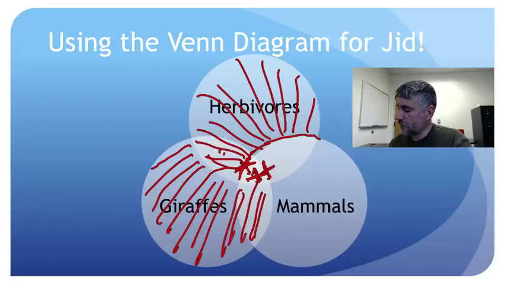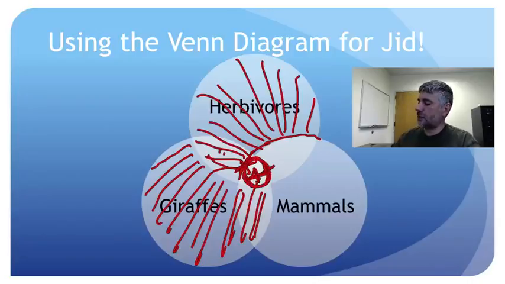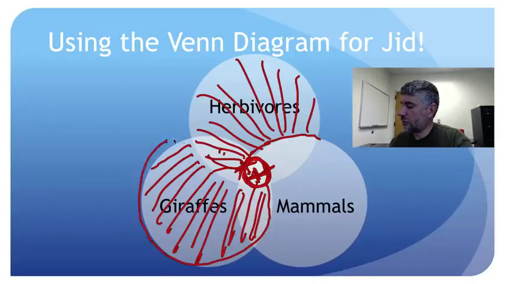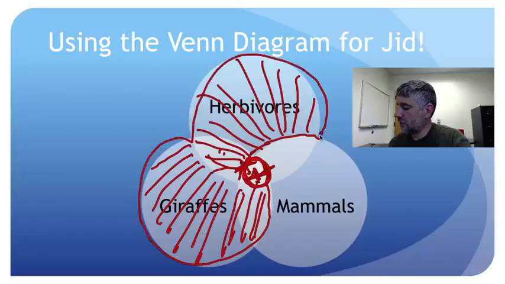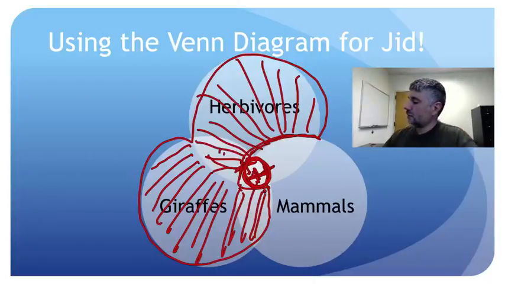So we know that there's an X that's supposed to go in this region right here. There's an X in that region right here, and then this whole region is shaded out. There's nothing in this whole region. Right, that's what we know from premises 1 and 2 using the Venn diagram for JID. Excuse me, for JID.